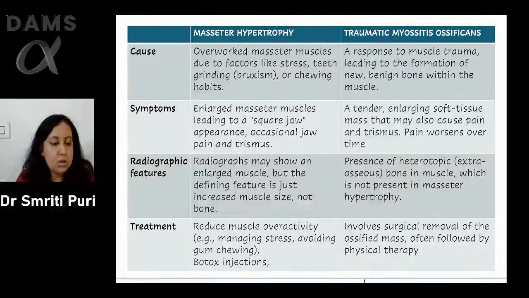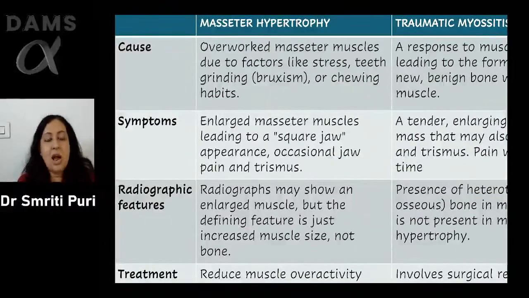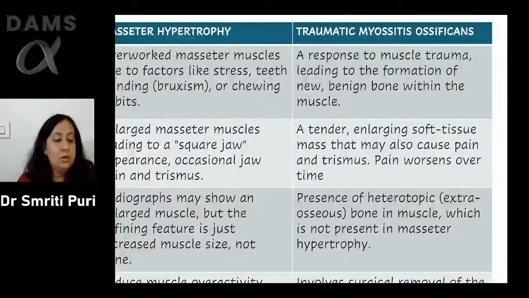Alright, so the cause of masseter hypertrophy. The cause of masseter hypertrophy is overworked masseter muscle due to factors like stress, teeth grinding, bruxism, or chewing. Okay. Traumatic myositis ossificans is caused as a response to muscle trauma leading to formation of new benign bone within the muscle.